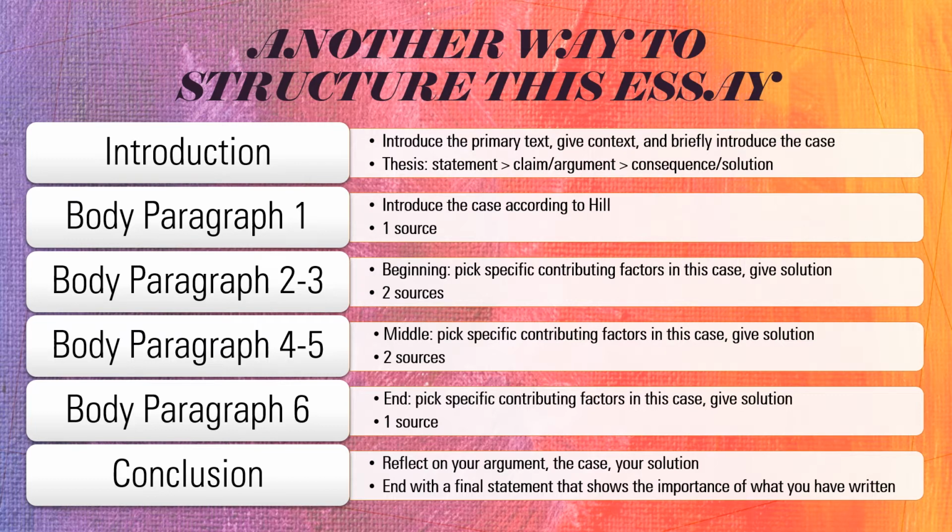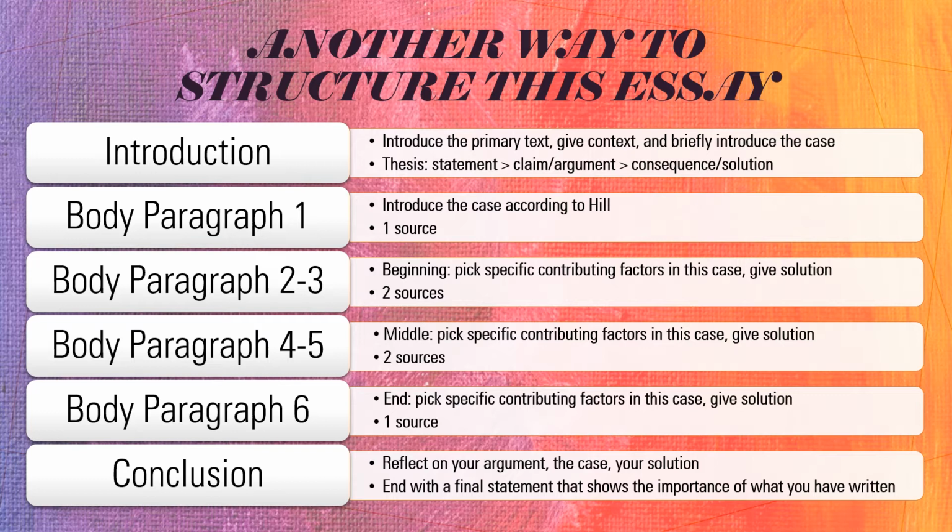By picking specific contributing factors, I mean that you should focus on certain elements of the case. If one of the contributing factors of your case was, say, police brutality, you would have one paragraph that focuses on police brutality. And then within that paragraph, you would use a source to back up your claim that police brutality was one of the contributing factors in this case, and then you would also give a solution on how we could stop or prevent police brutality in the future.